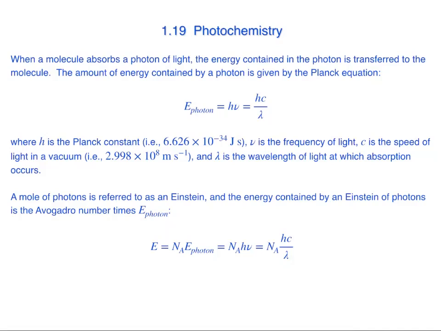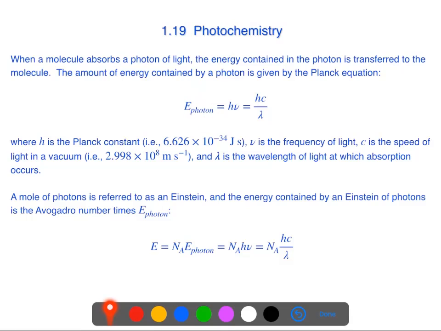Now, when a molecule absorbs a photon of light, the energy contained in the photon is transferred to the molecule. The amount of energy contained by a photon is given by the Planck equation, where the energy of the photon is equal to h nu, where h is the Planck constant and nu is the frequency of light. Now, the frequency of light can also be calculated from the speed of light, c, and lambda, the wavelength of light at which absorption occurs.